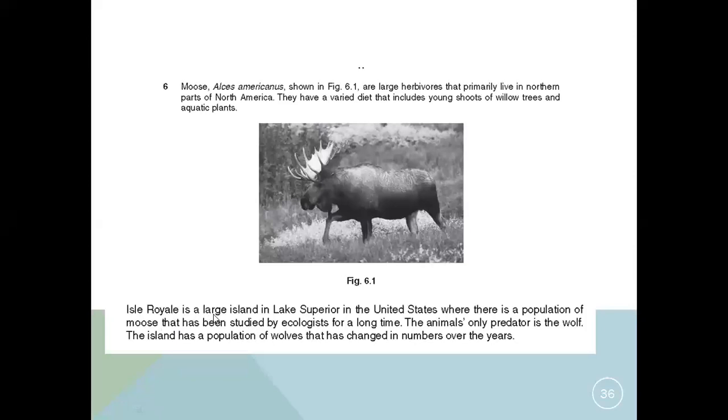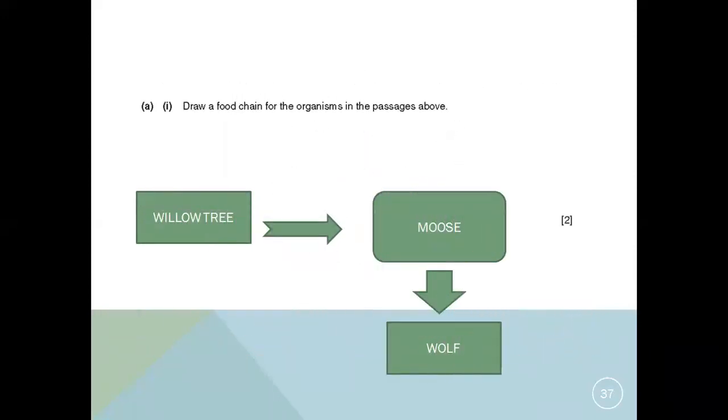Isle Royale is a large island in Lake Superior in the United States, where there is a population of moose that has been studied by ecologists for a long time. The animal's only predator is the wolf, and the island has a population of wolves that has changed in number over the years. Now, the only predator for this animal is the wolf, right? So it should be the secondary consumer here.